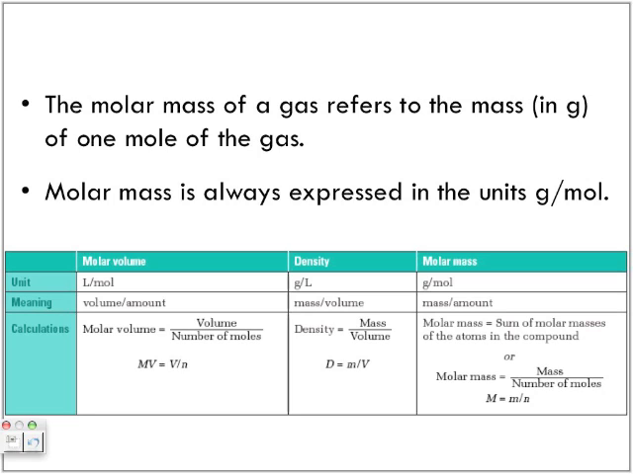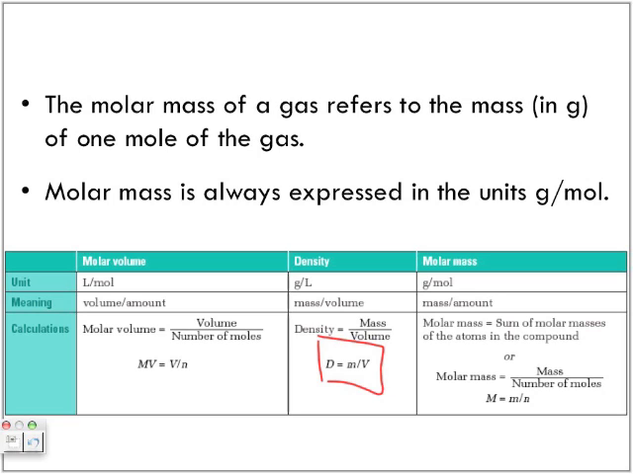So here we have 3 sets of units: molar volume, density, and molar mass. Notice the units: liters per mole for molar volume, grams per liter for density, and grams per mole for molar mass. Here's the equation for density: density is equal to mass divided by volume.